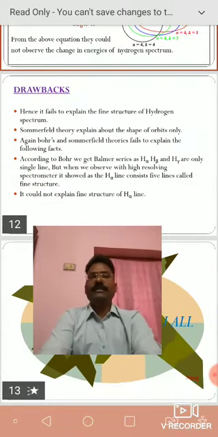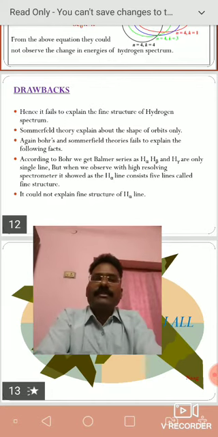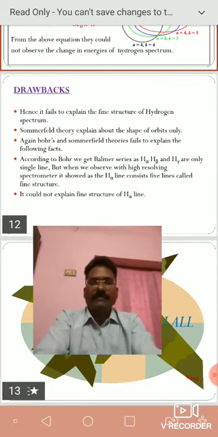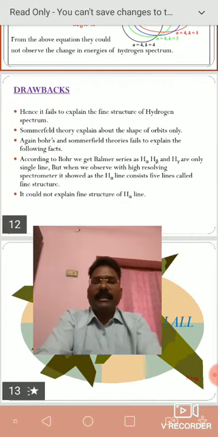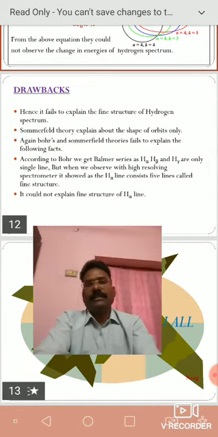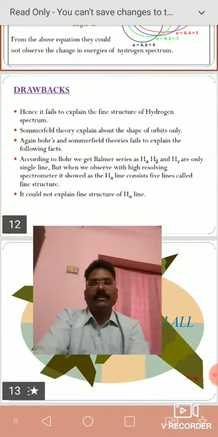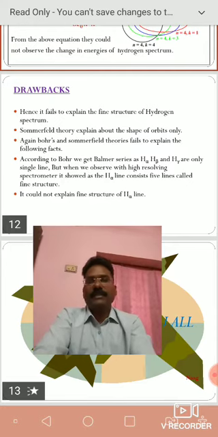Next, drawbacks. Hence, it fails to explain the fine structure of the hydrogen spectrum as usual. Sommerfeld theory explains only the shape of orbits. Again, Bohr's and Sommerfeld theory fail to explain the following facts. Both the theories fail to explain these facts.